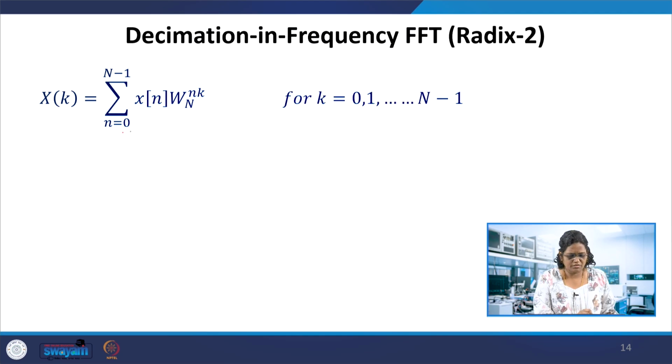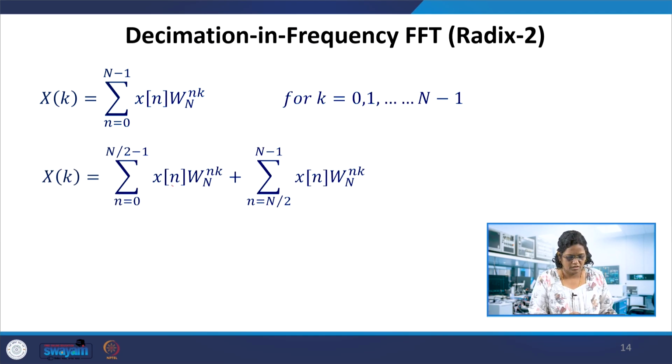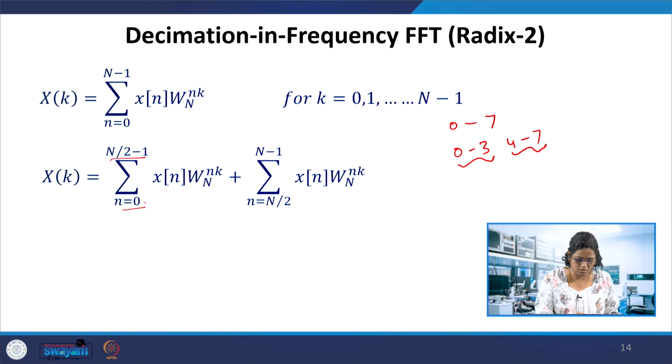Taking the DFT equation here, x of n, W suffix N, n k, where n is varying from 0 to N minus 1, we can split the samples. Suppose we have 8 samples, 0 to 7, we take 0 to 3 as one set and 4 to 7 as another set. So N by 2 minus 1 refers to, suppose N is 8, 0 to 3, and from 4 to 7 we take this summation.